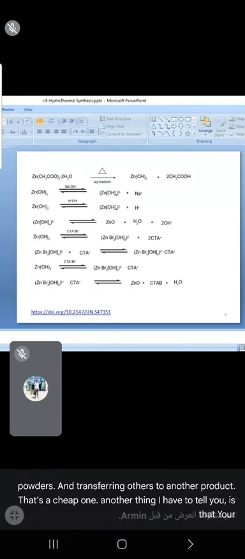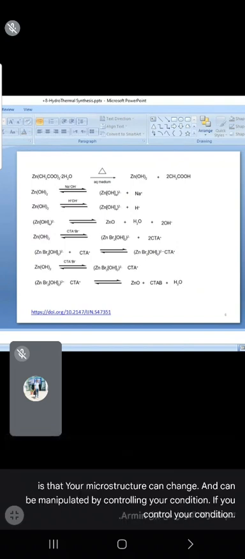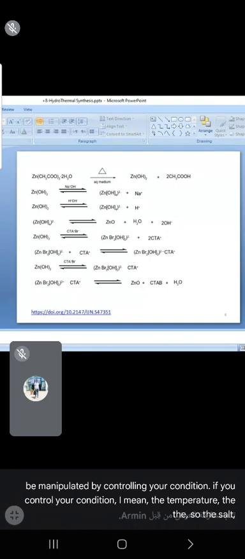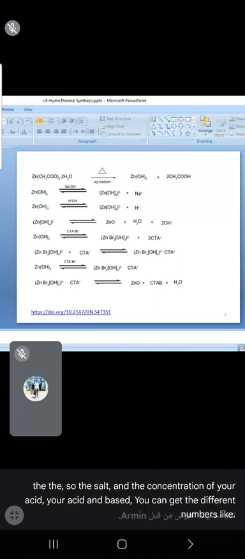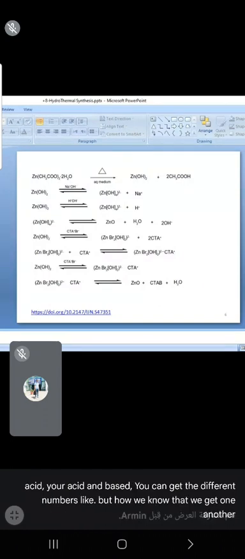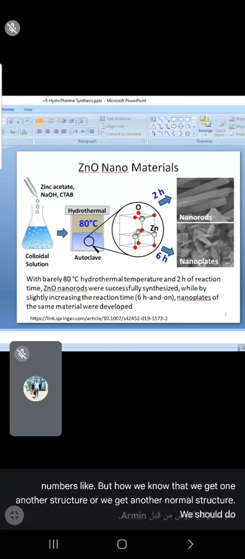Another thing I have to tell you is that your microstructure can change and can be manipulated by controlling your condition. If you control your condition, I mean the temperature, the salt, and the concentration of your acid and base, you can get different nanostructures. But how do we know that we get one nanostructure or another? We should do experiments. If we don't do experiments, we cannot control it.